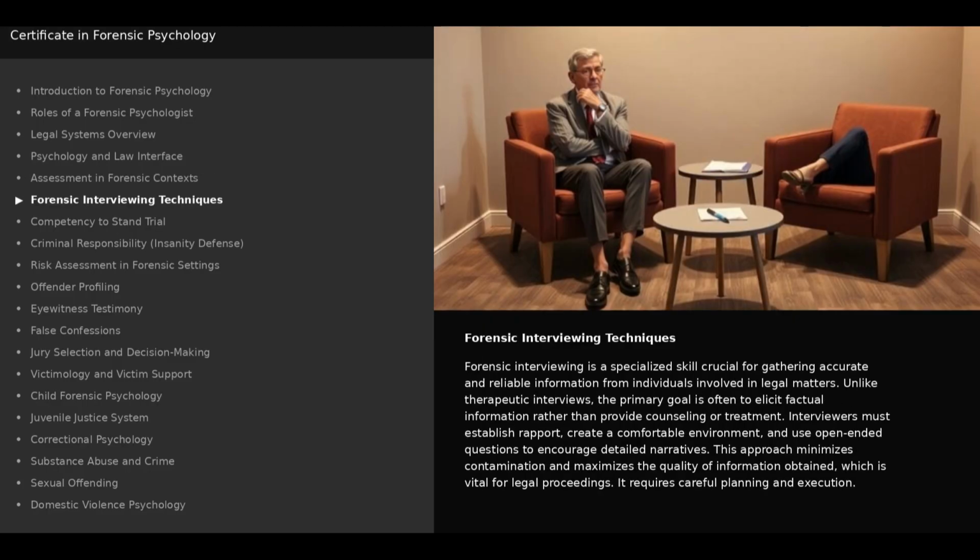Forensic interviewing techniques. Forensic interviewing is a specialized skill crucial for gathering accurate and reliable information from individuals involved in legal matters. Unlike therapeutic interviews, the primary goal is often to elicit factual information rather than provide counseling or treatment. Interviewers must establish rapport, create a comfortable environment, and use open-ended questions to encourage detailed narratives. This approach minimizes contamination and maximizes the quality of information obtained, which is vital for legal proceedings. It requires careful planning and execution.